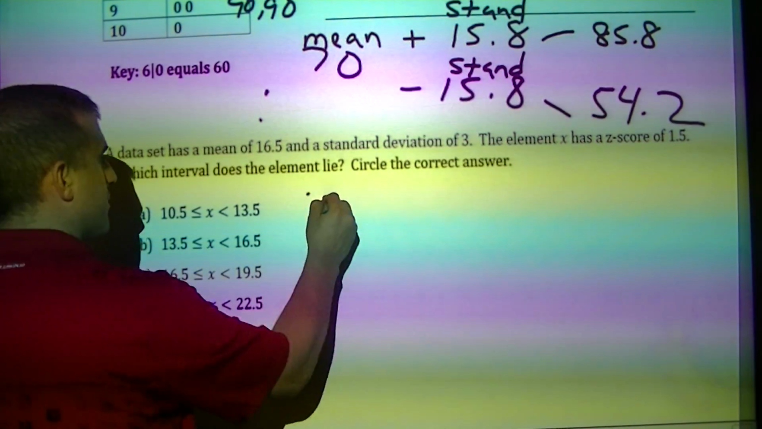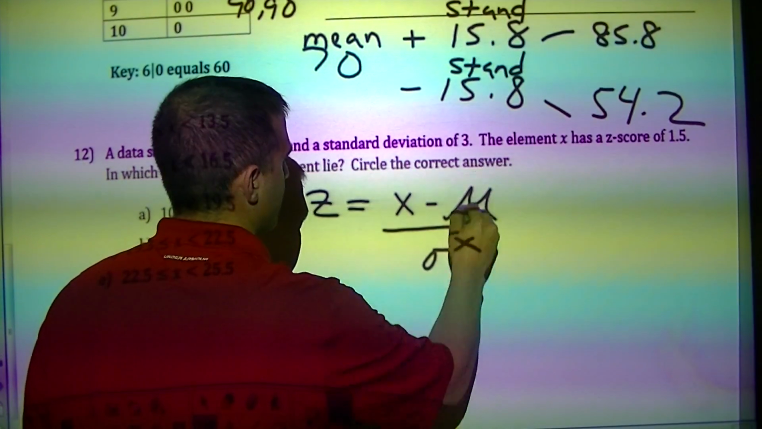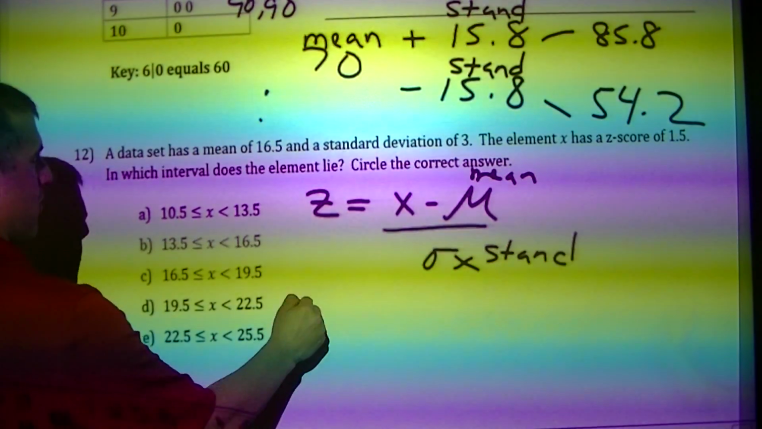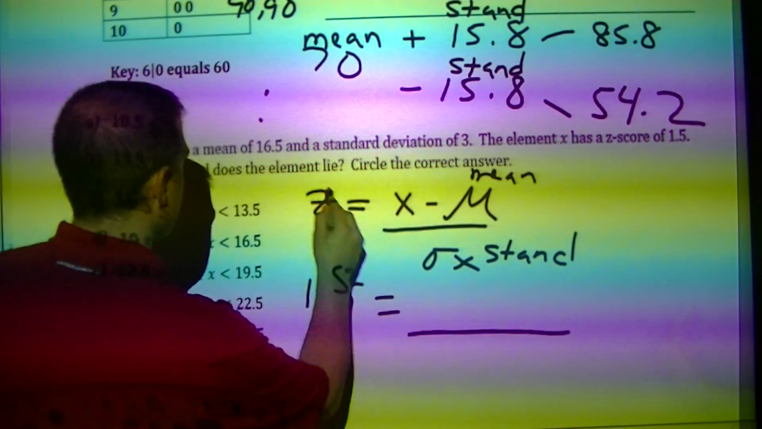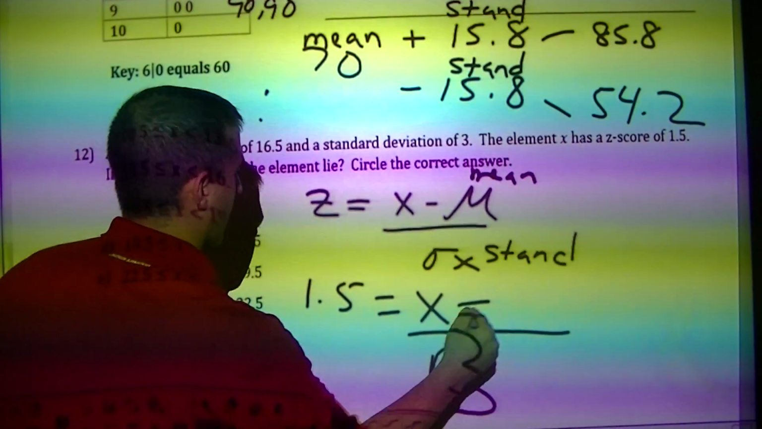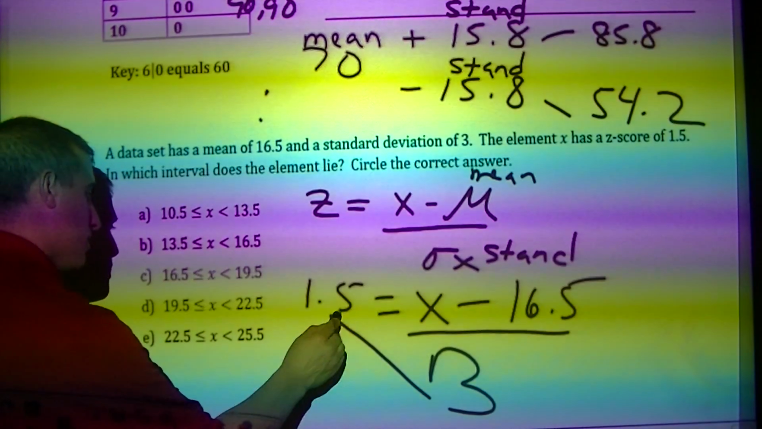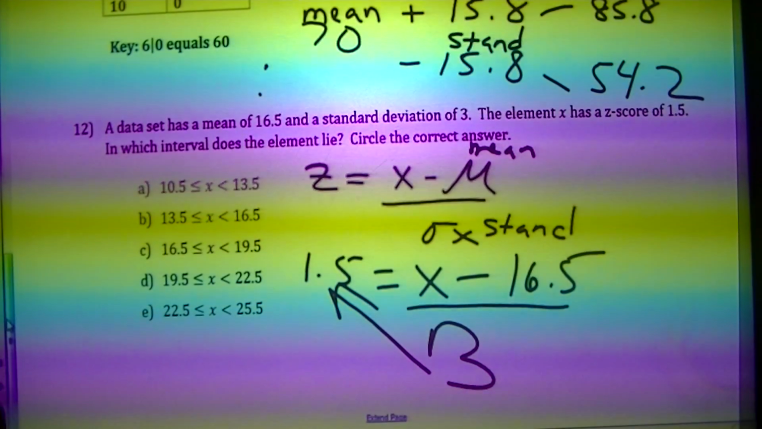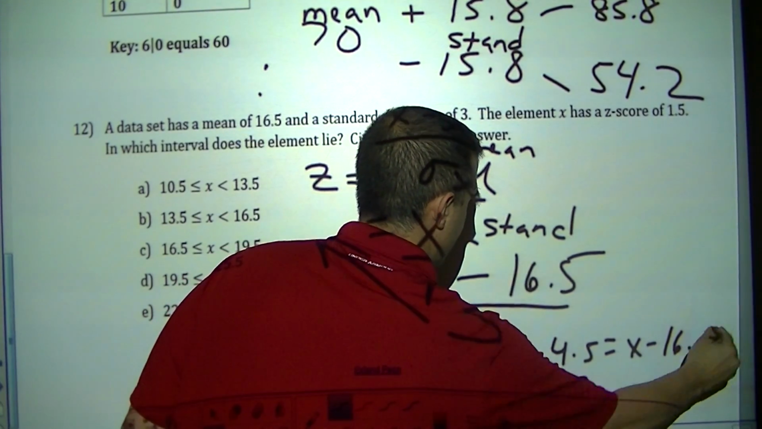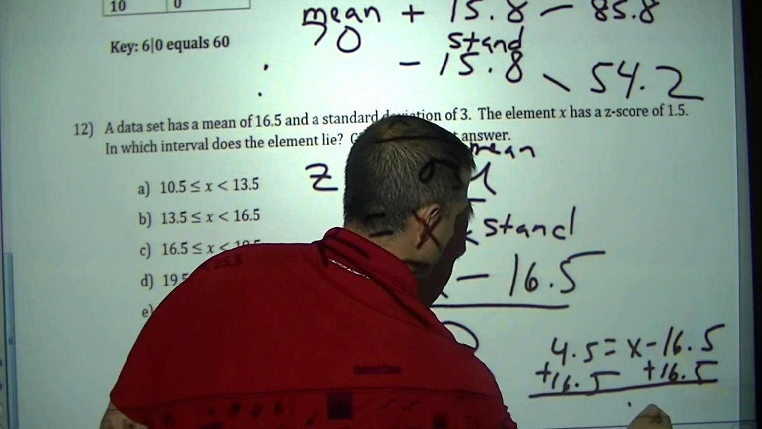Which interval? Okay, so here's the formula. Z-score equals x minus this. That's the mean. That's the standard deviation. Okay, so I got 1.5 equals, standard deviation is 3. Okay, my mean is 16.5. Now what I do there is I cross multiply. Okay, so that's going to be 4.5 equals x minus 16.5. If I add 16.5 over to the other side, I'm going to get x is 21.